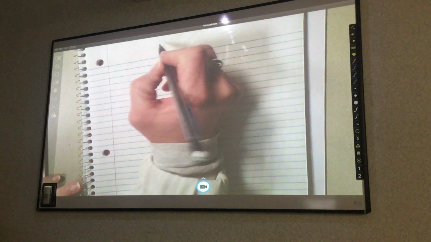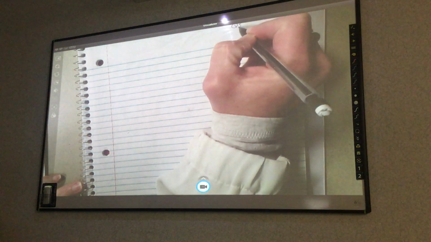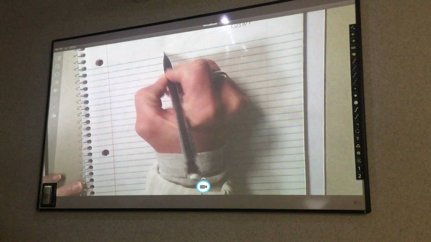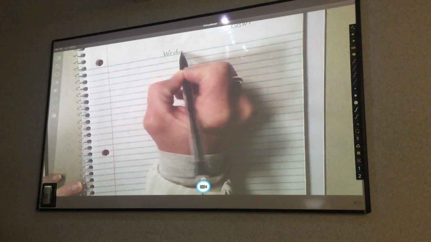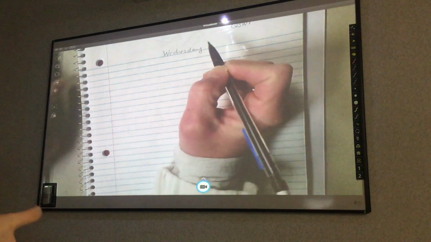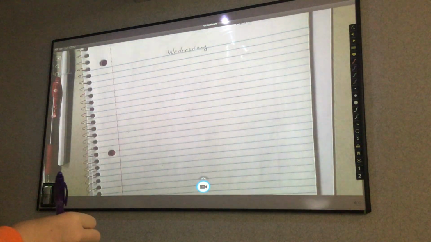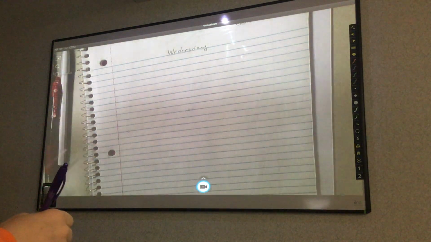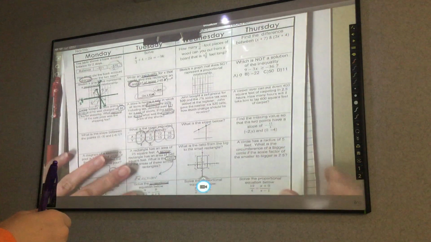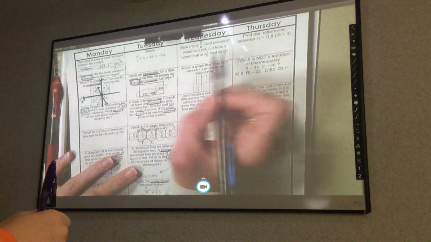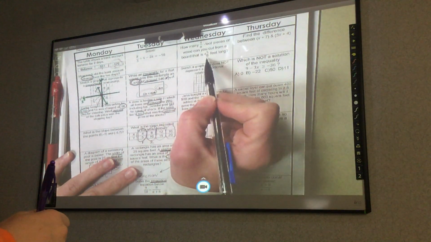Alright, so we've got Q3, week 1, and today is Wednesday. Number 1 says, how many 5/8 foot pieces of wood can you make from a board that is 4 5/8 feet long? Okay.